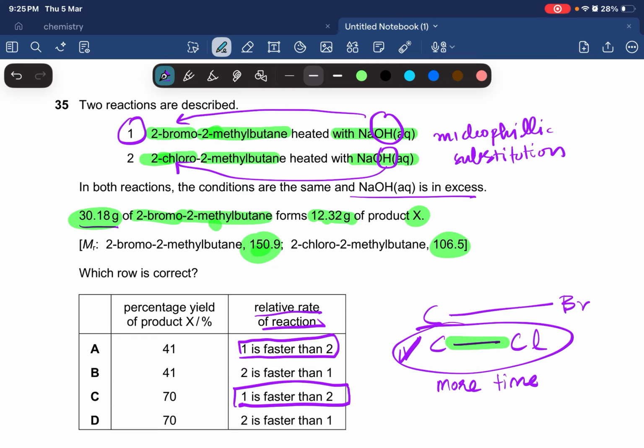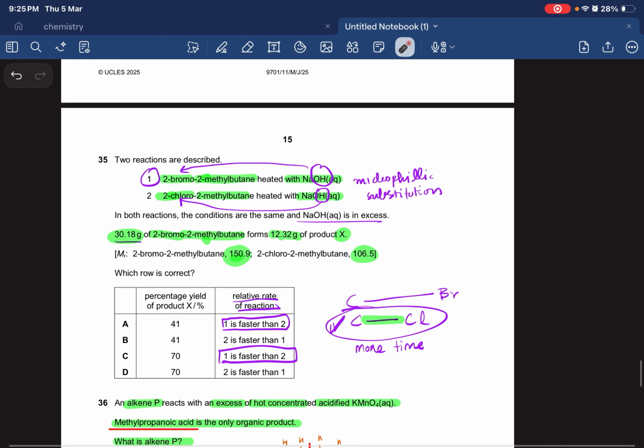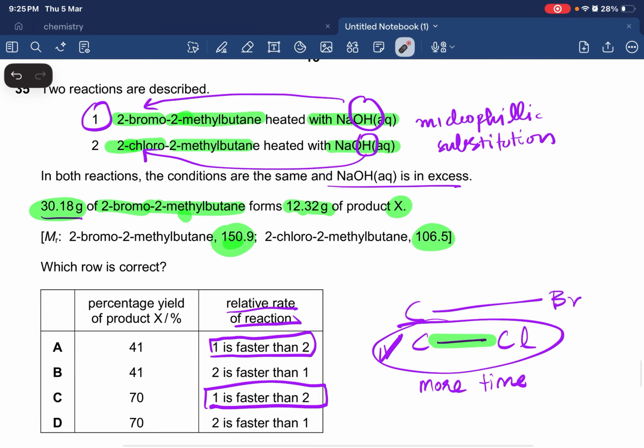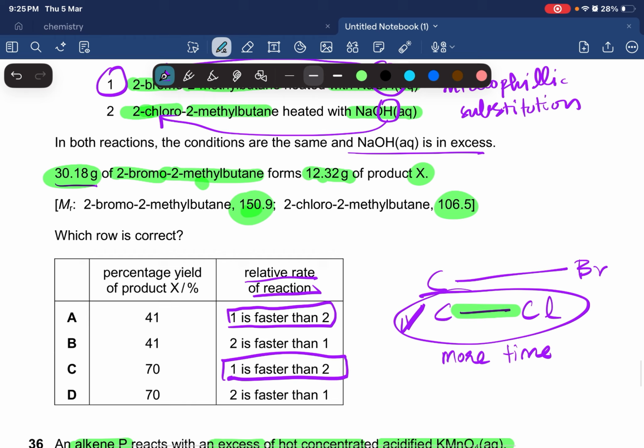Okay, I know this. Now, percentage yield of product X. Percentage yield means that this is my actual yield. Now I have to calculate the theoretical yield, like according to theory what's going to happen. So to calculate the theoretical yield, I have to draw the product, right? So 2-bromo-2-methylbutane, first I draw this.